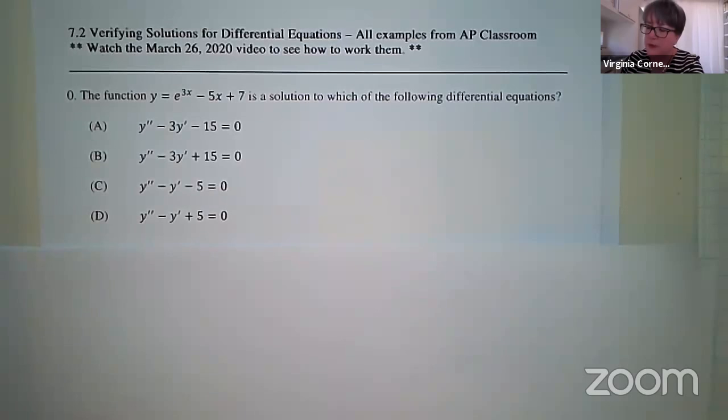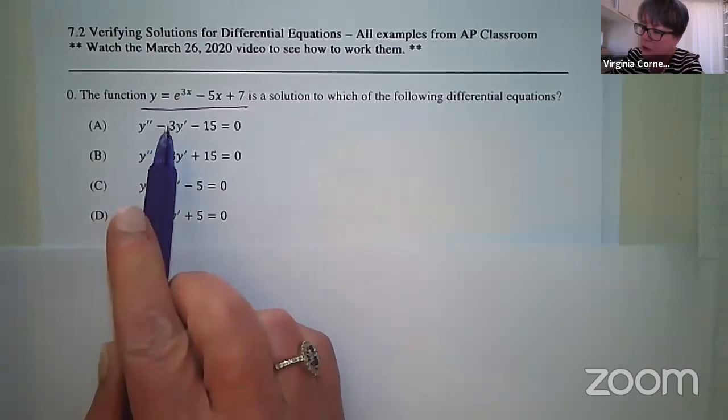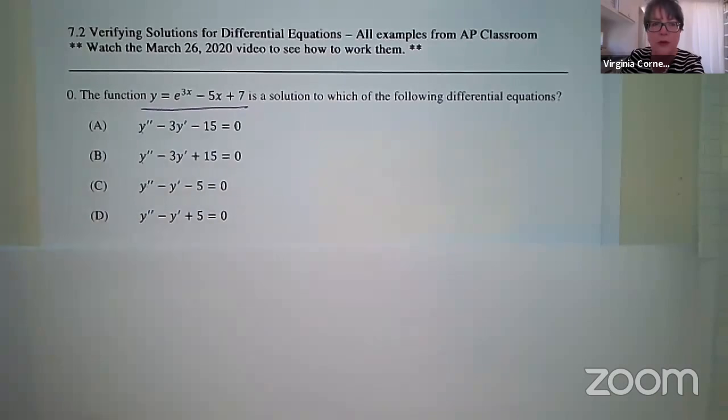All right, let's see what this one says. The function y equals e to the 3x minus 5x plus 7 is a solution to which of the following differential equations? So this function here is a solution to which of these differential equations?